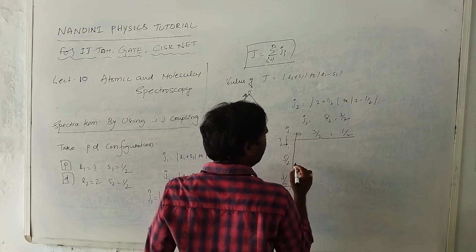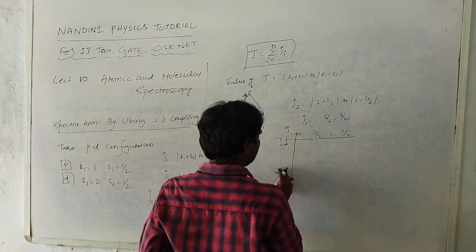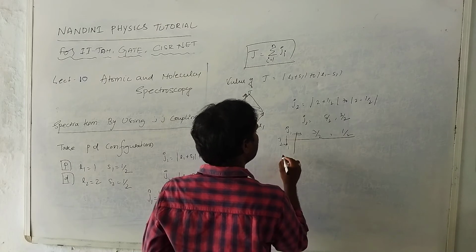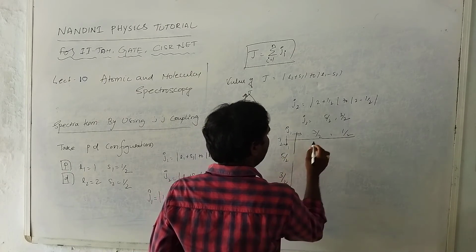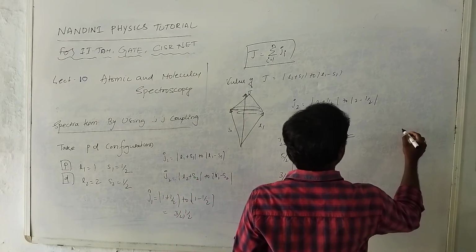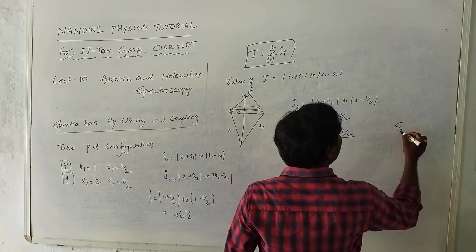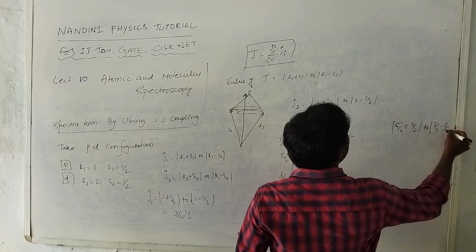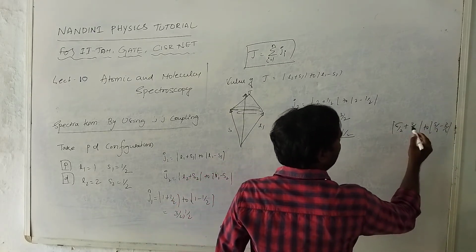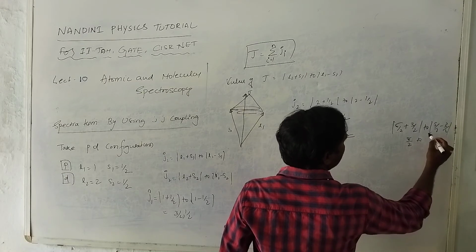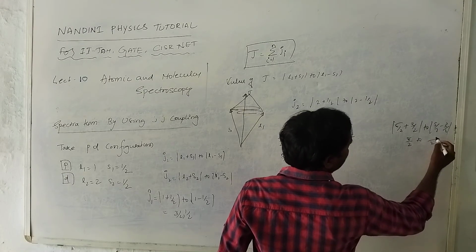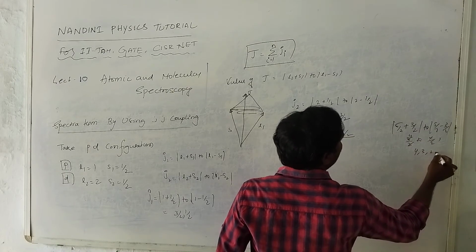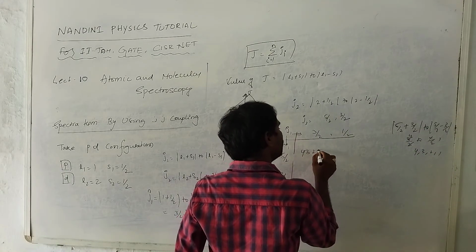So 1 by 2, 3 by 2. Sorry, the J2 value is 5 by 2, 3 by 2. So 5 by 2 plus 3 by 2, and 5 by 2 minus 3 by 2. This is the theory actually. So 8 by 2 down to 2 by 2, that is 1. So these are 4, 3, 2, 1.